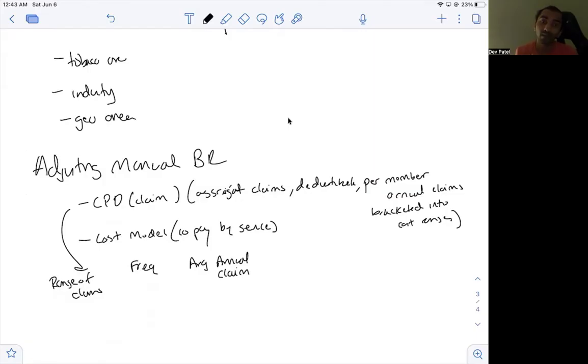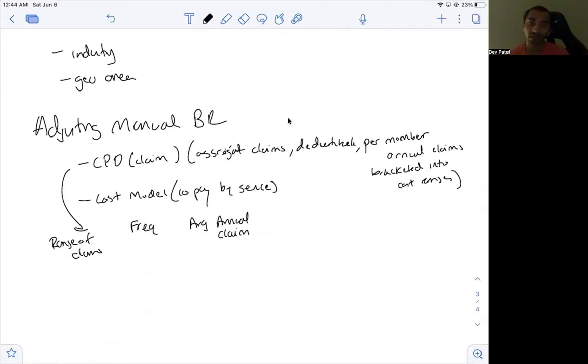Next, we have cost model. In cost model, we're doing the copays, because the cost model has the breakdowns by services. And because they have the breakdowns by services, you can actually apply the copays to each service, and then you can build it up. CPD, you have a range of claims, you have the frequency of the average annual claim. So it's an entire claim distribution, and you can apply the deductible to the aggregate claim. Whereas if it was broken down by services, you can't aggregate all of them and then apply the deductible.